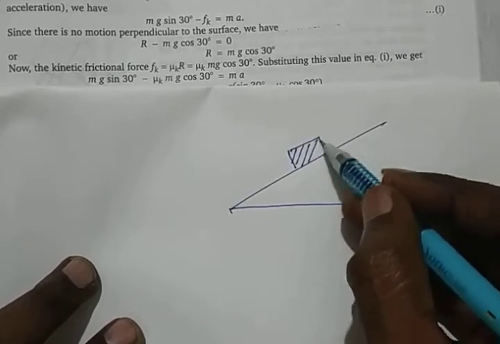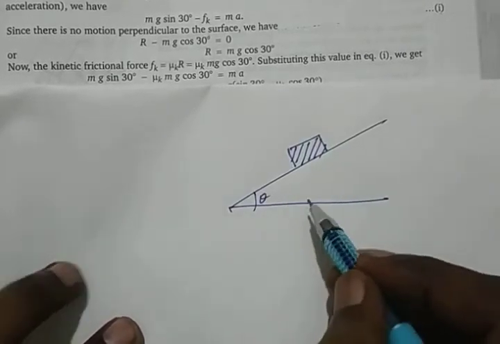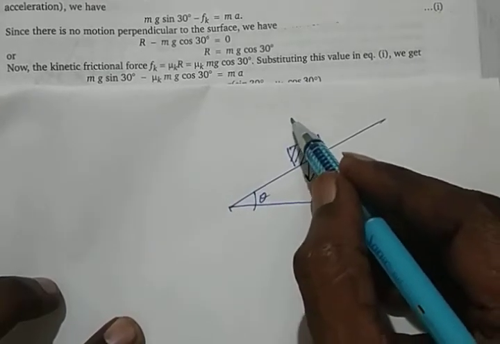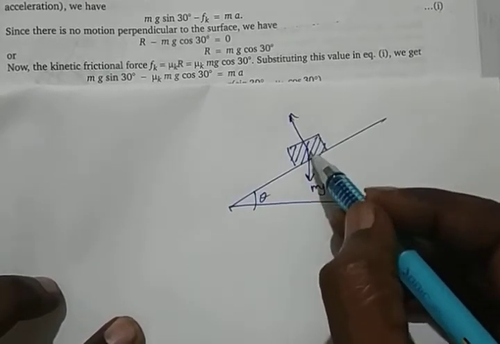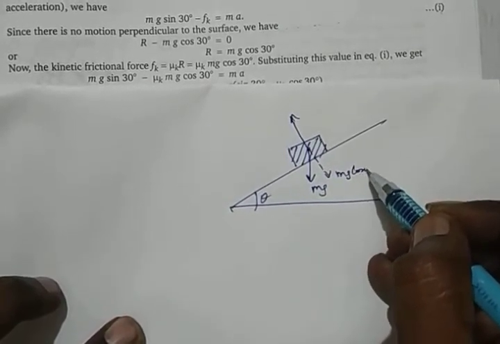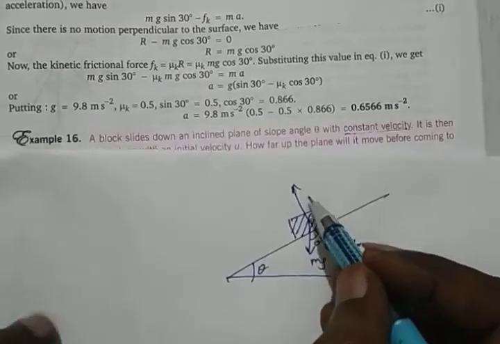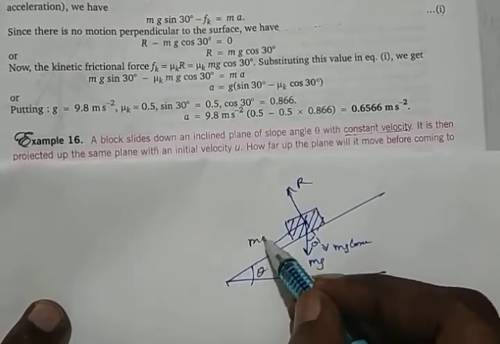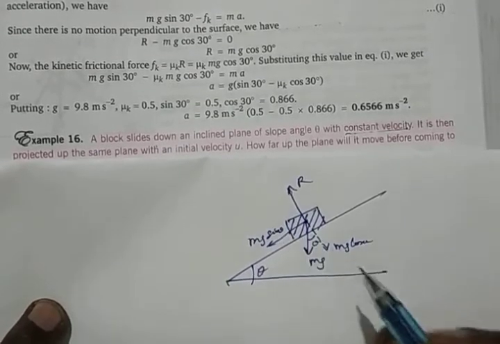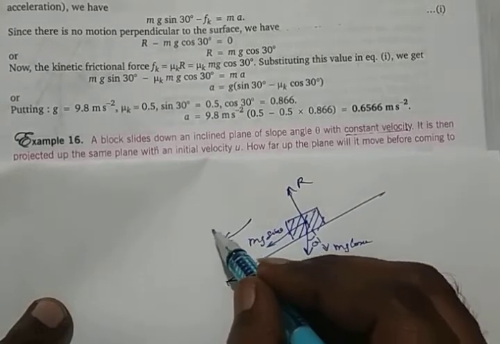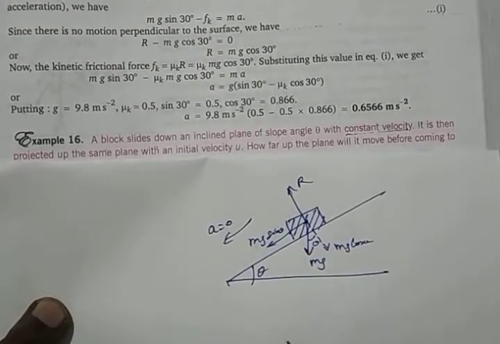Now, theta here, that angle is not given here. mg, and then this is R, and this is the value of mg cos theta. Theta here, this is R, and mg sin theta. Now it is coming down. What is acceleration? Acceleration is equal to 0 because it is coming down with constant velocity.